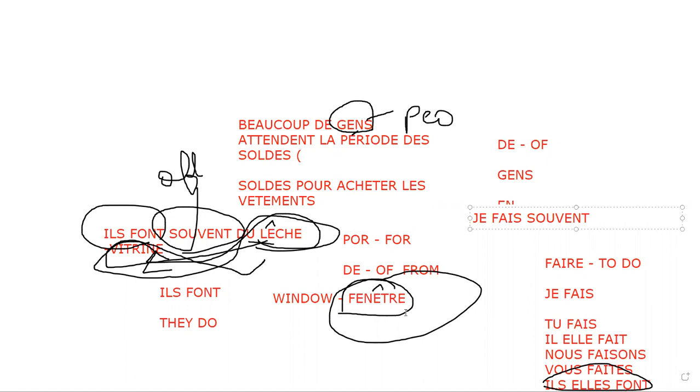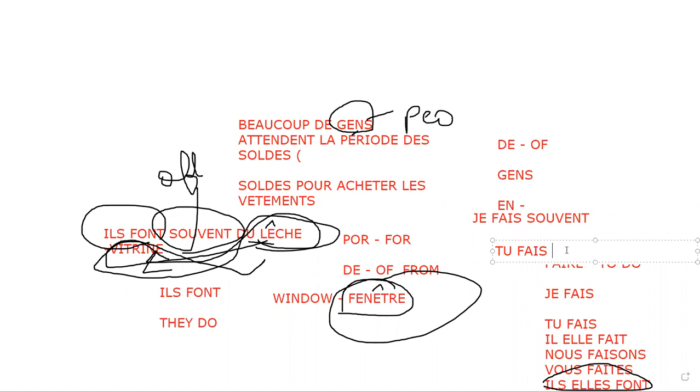Je fais souvent du lèche vitrine. Is it clear? If, for example, you say you often do window shopping, what will you say? Tu fais. Because you do is tu fais. Tu fais souvent. Is it clear to you?